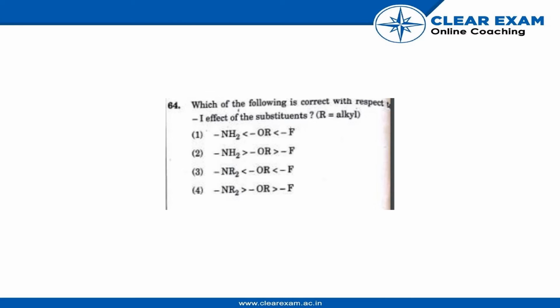Hello everyone. Now we are going to do this question, which is: which of the following is correct with respect to the minus I effect of the substituents. The condition is R is equal to alkyl. The options are: first, NH2 less than OR less than F.